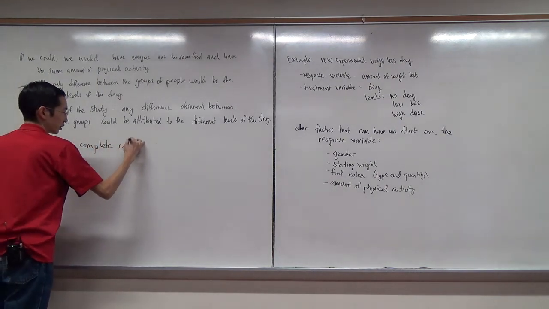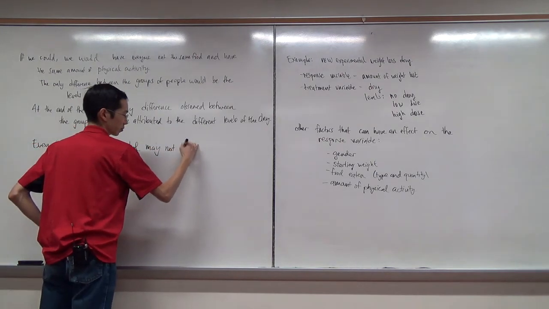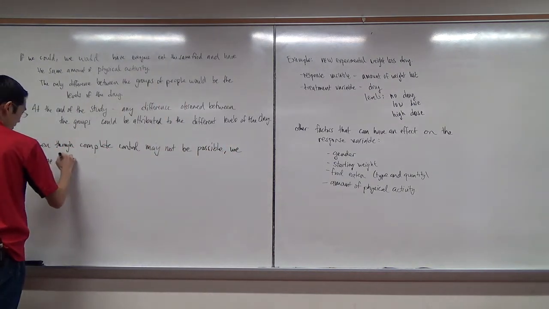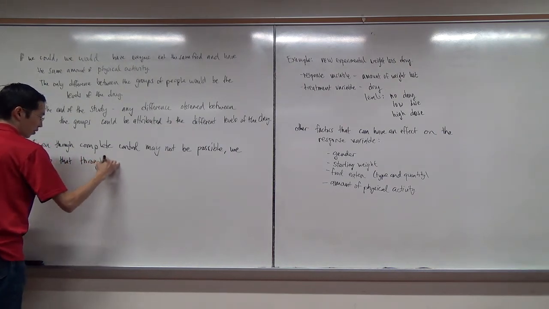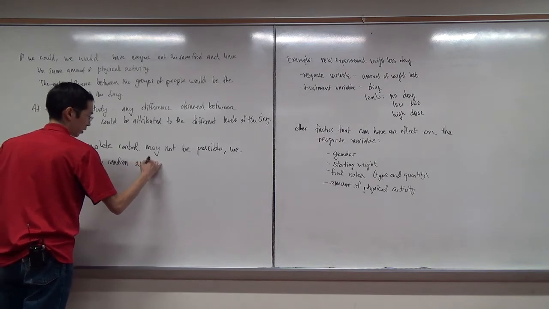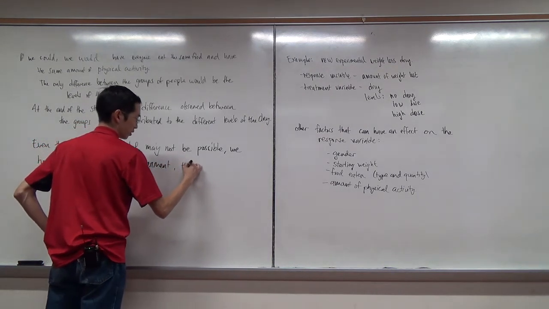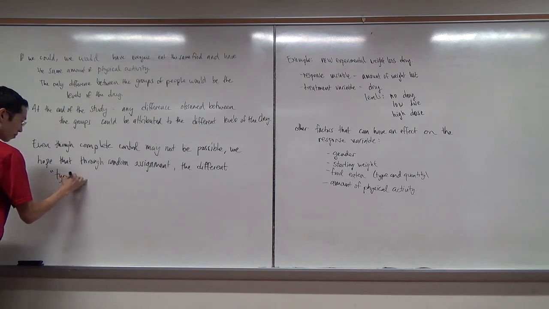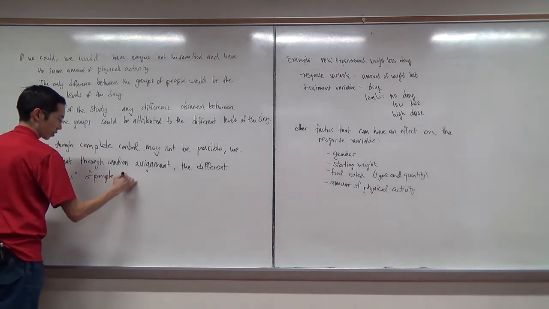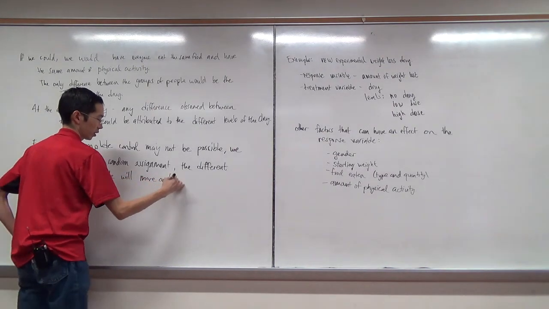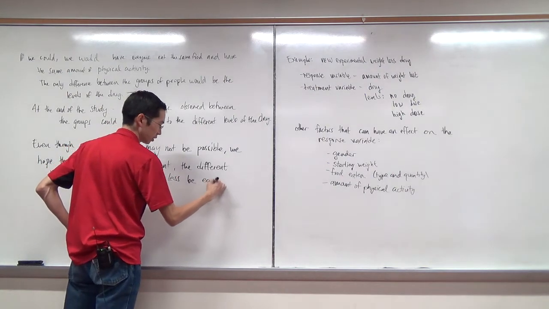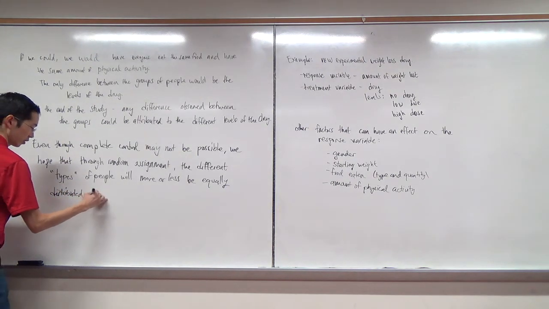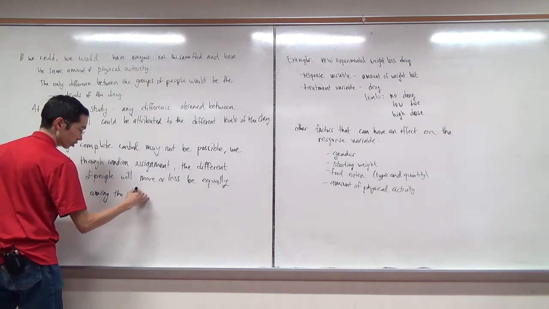So even though complete control may not be possible, we hope that through random assignment, the different quote-unquote types of people will more or less be equally distributed among the treatments.